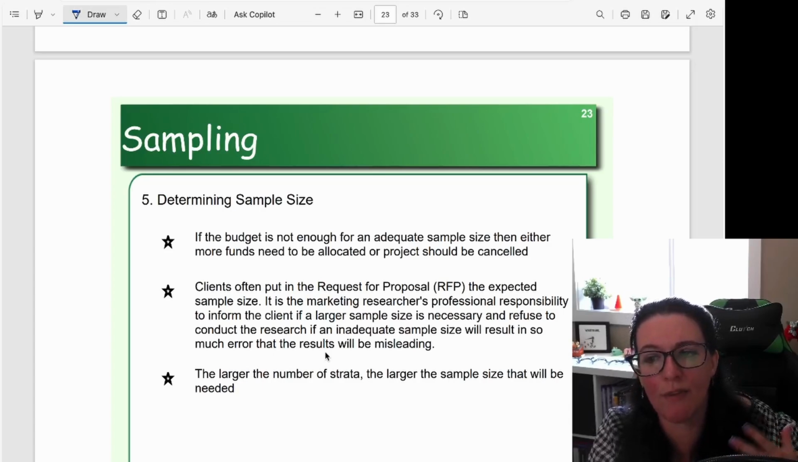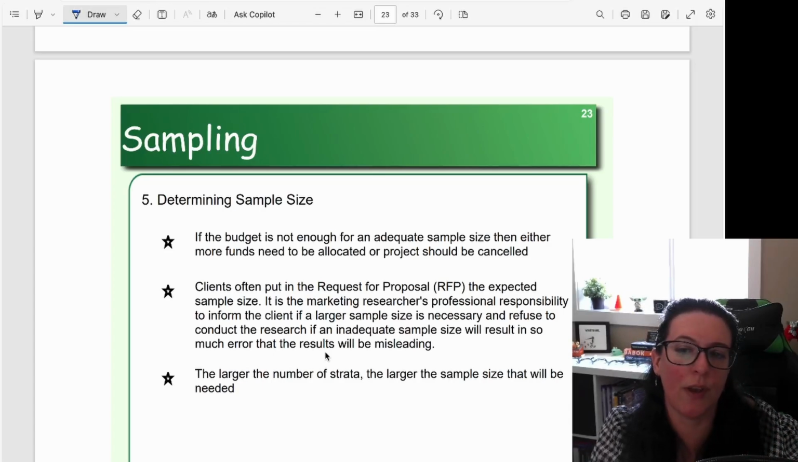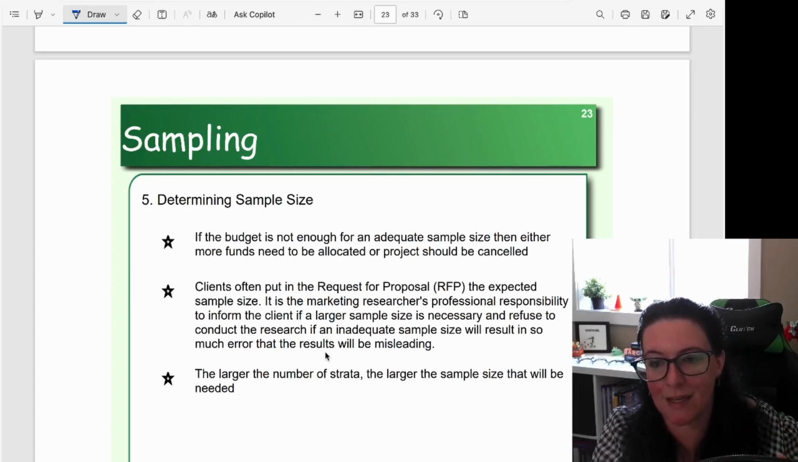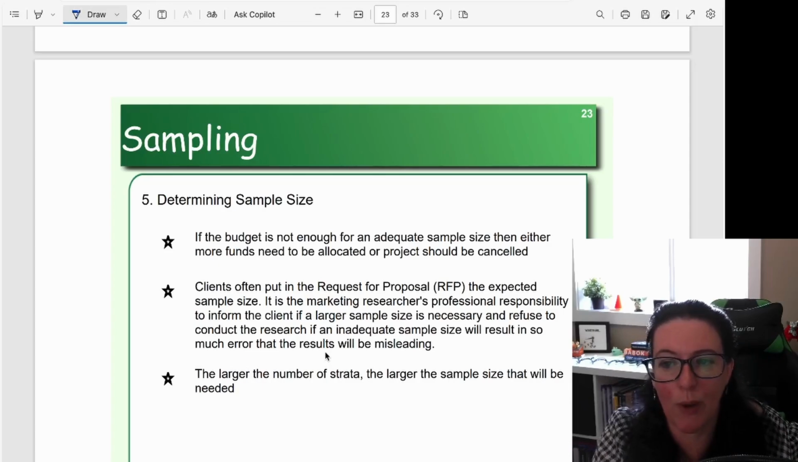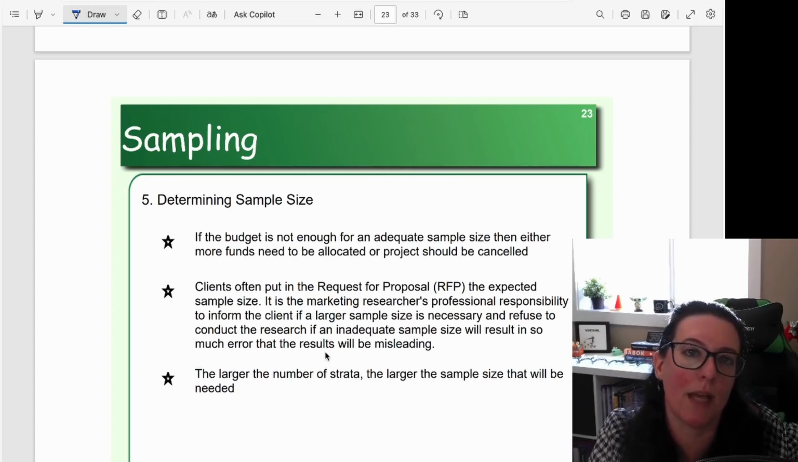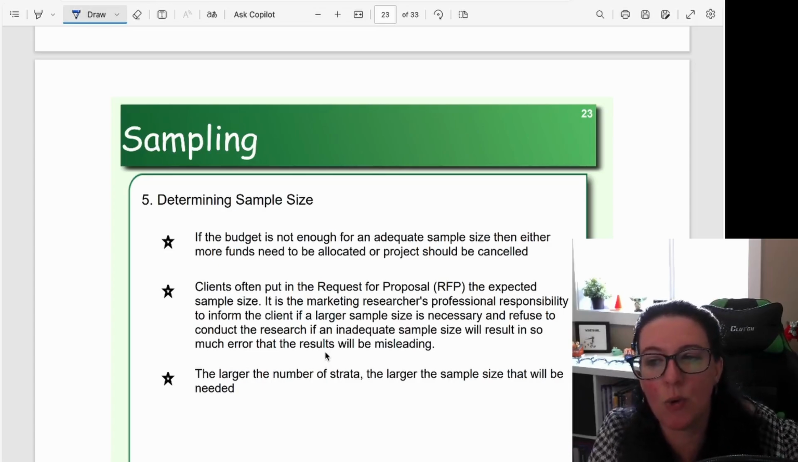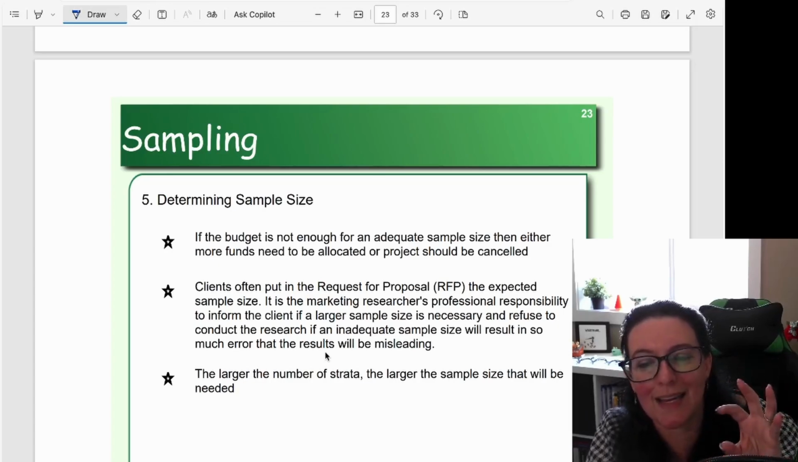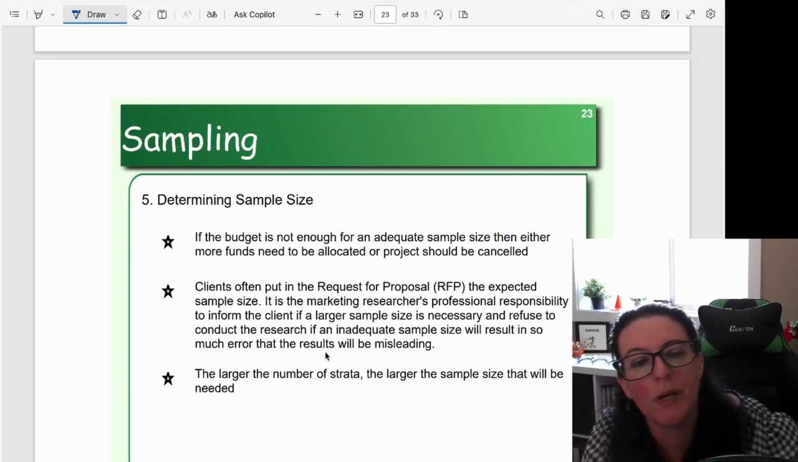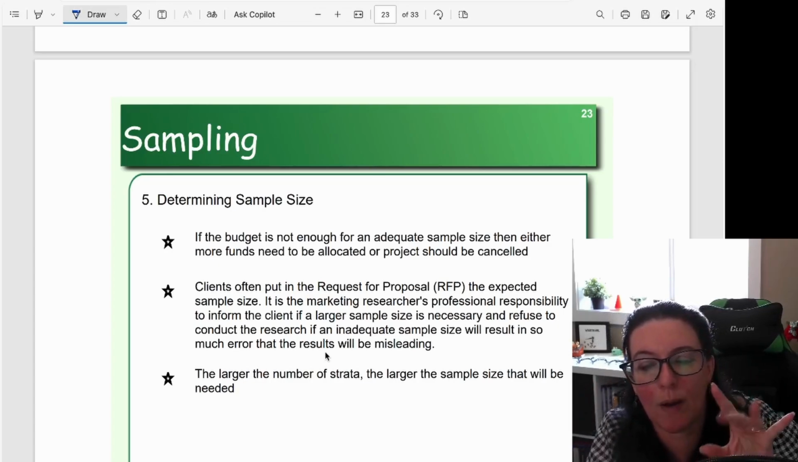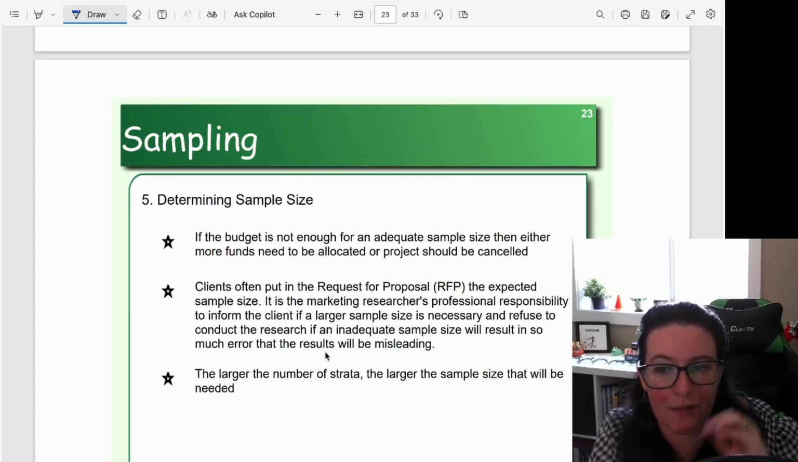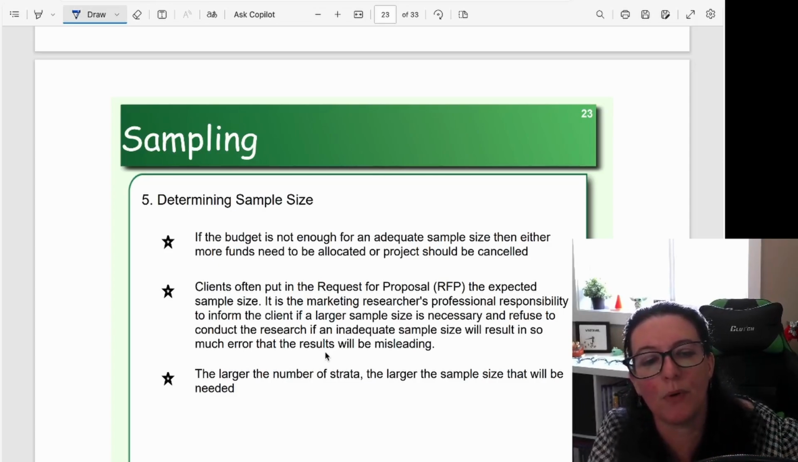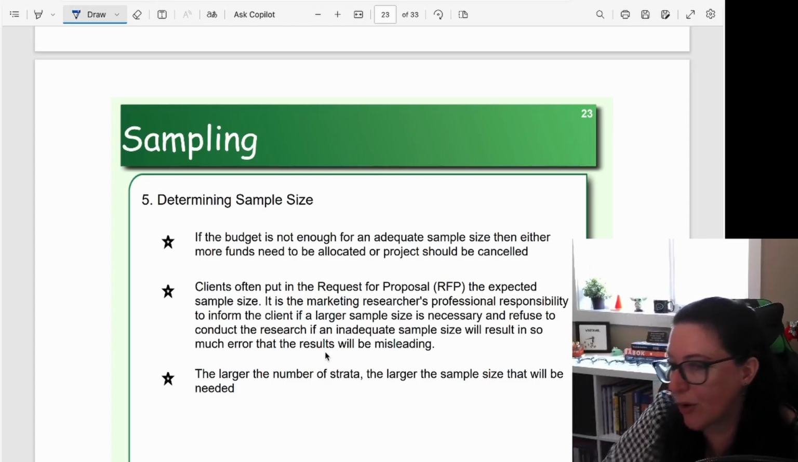If you're doing stratified sampling, the larger the number of strata, we talked max 6, but the more strata that you have, the bigger the sample size you will need, because you are going to need enough variety within each group to basically represent the different views and perspectives of people who belong to that particular cohort.